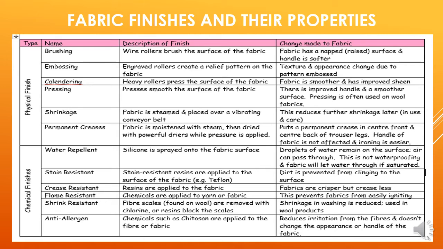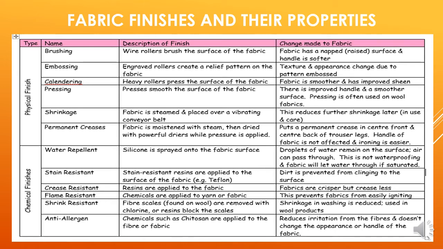Pressing is simply a big industrial way of ironing fabrics, great for things like wool. Shrinkage is where you actually intentionally shrink something so that it won't then shrink for the customer. Permanent creases, very often we can buy trousers that have a permanent crease down the front so it looks like they're regularly ironed.